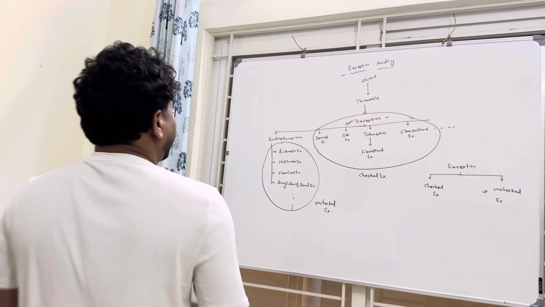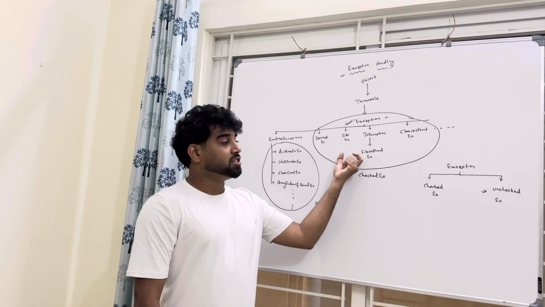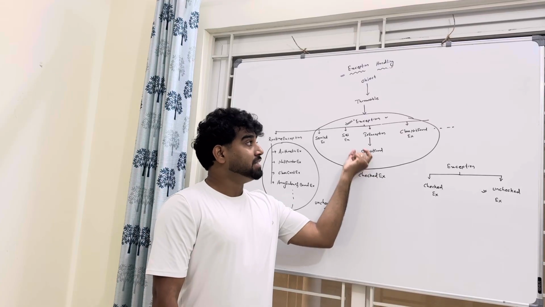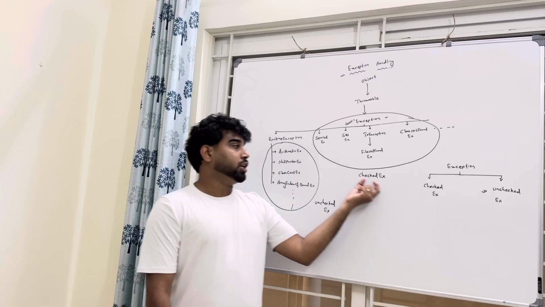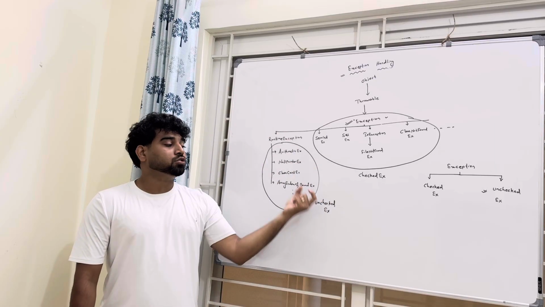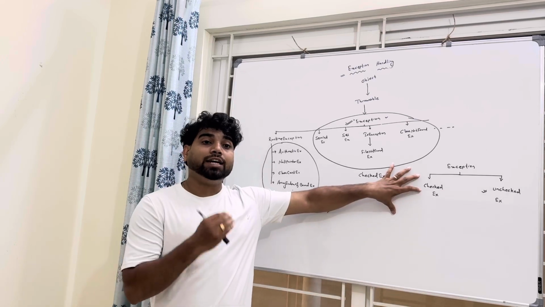Okay, so what do you mean by checked exception, and how are you going to identify whether the respective class is a checked exception type or not? If that class is a child class of Exception, then it is a checked exception. If the class is a child class of RuntimeException, then it is an unchecked exception. That is how you can identify.